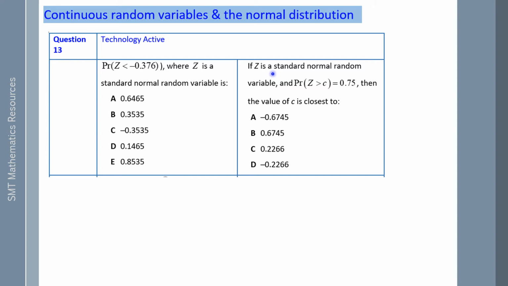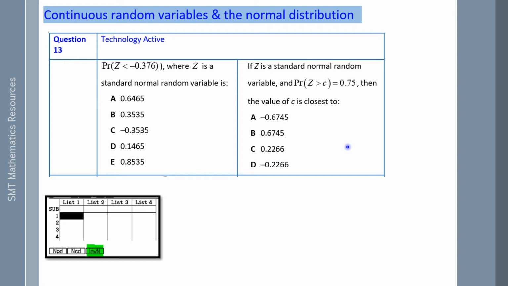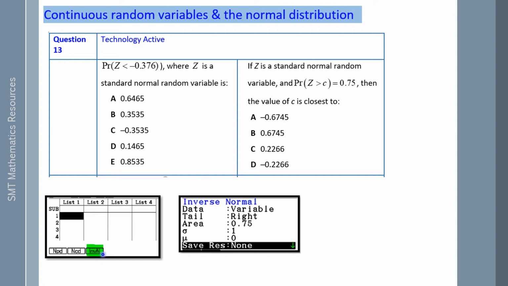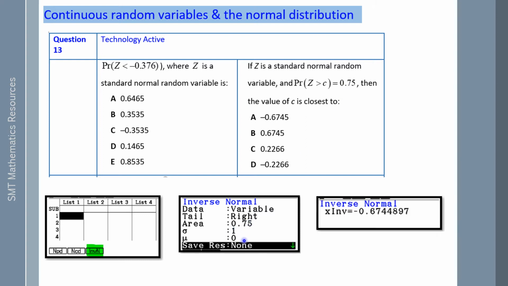The next one, if Z is a standard normal random variable, where Z is greater than a value equals 0.75, then that value is closest to which of these? You could use logic here. If you're greater than, you are to the right. If there's 75% to the right of you, you have to be a negative Z-score, because halfway is 50, so you have to be on the left-hand side of that halfway mark, the mean. But we don't have to. We'll use the inverse normal, where to the right is 75%, 1 and 0 again, and that Z-score is -0.6744. Here, our value is A.